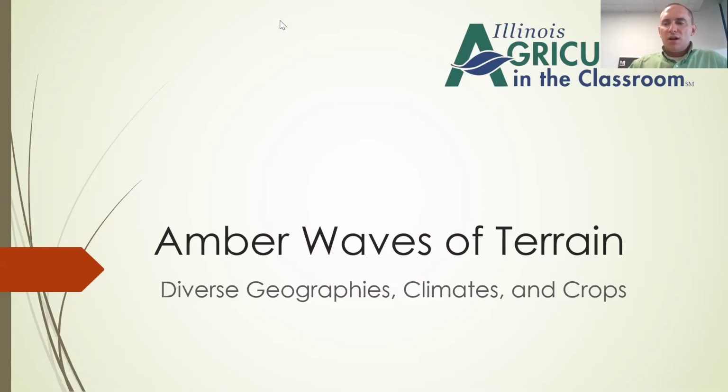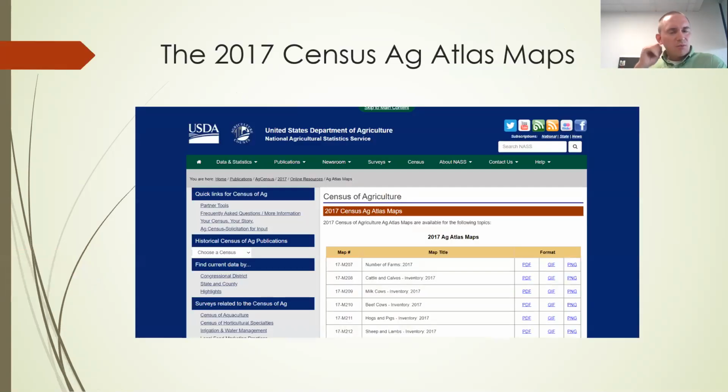All right, so I'm going to start off by doing some things that are a little bit interactive. I'm going to ask you to use the chat feature here. I'm going to start with the 2017 Census Ag Atlas maps. These are really cool maps that show where crops are grown in different parts of the country, and they give you an idea of where our food is actually coming from.